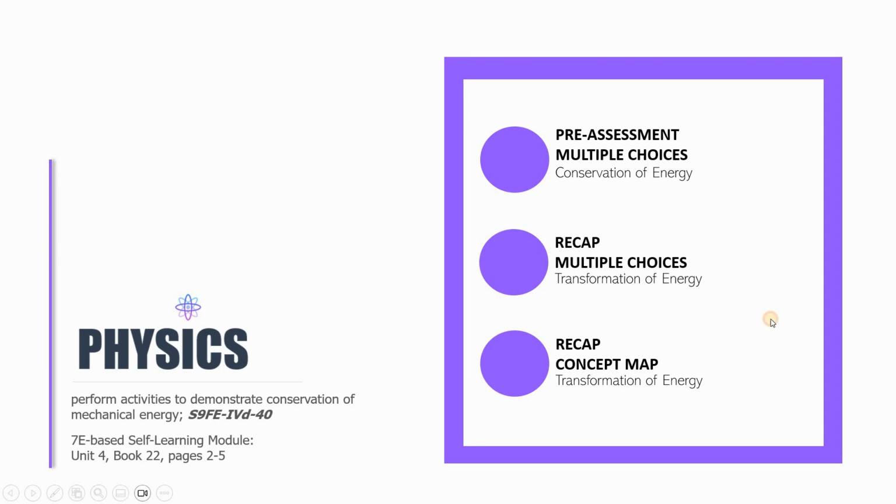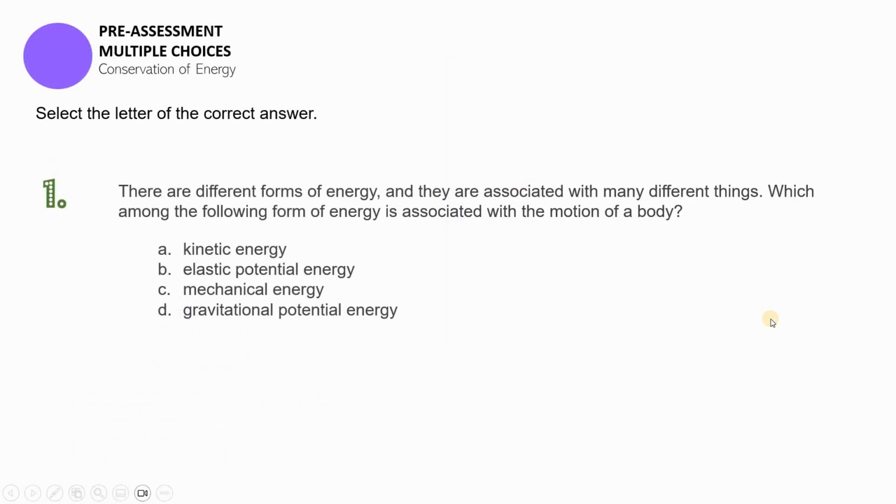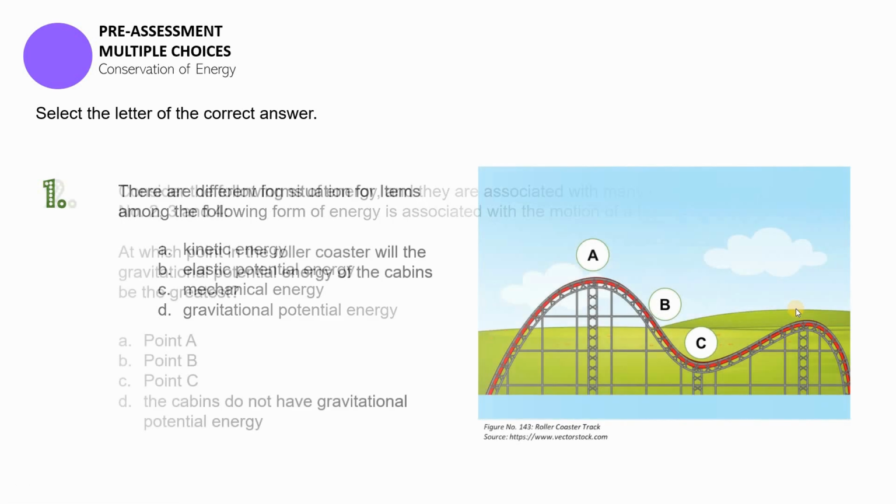So, I suggest that you get a piece of paper and a pen and prepare yourselves for the first part. In the pre-assessment, question number 1, there are different forms of energy and they are all associated with many different things. Which among the following forms of energy is associated with the motion of a body? A. Kinetic energy. B. Elastic potential energy. C. Mechanical energy. D. Gravitational potential energy. If you need more time, you can pause this video. If you're through, let's proceed with the second part.